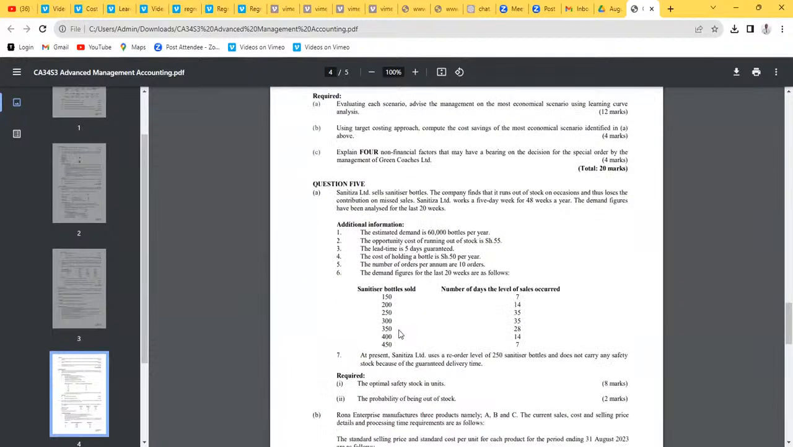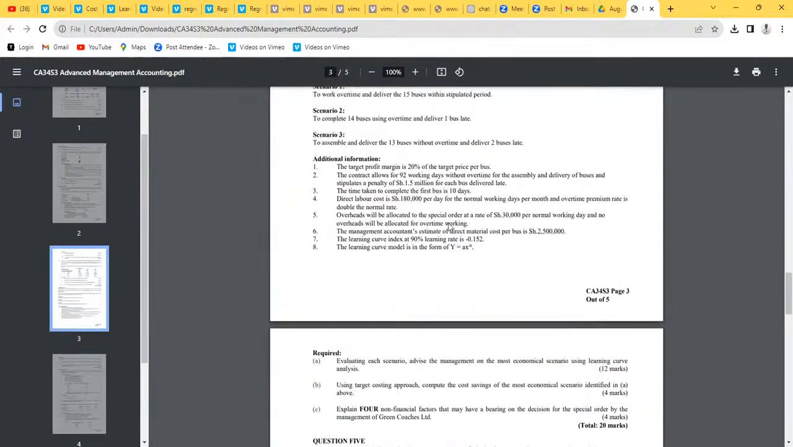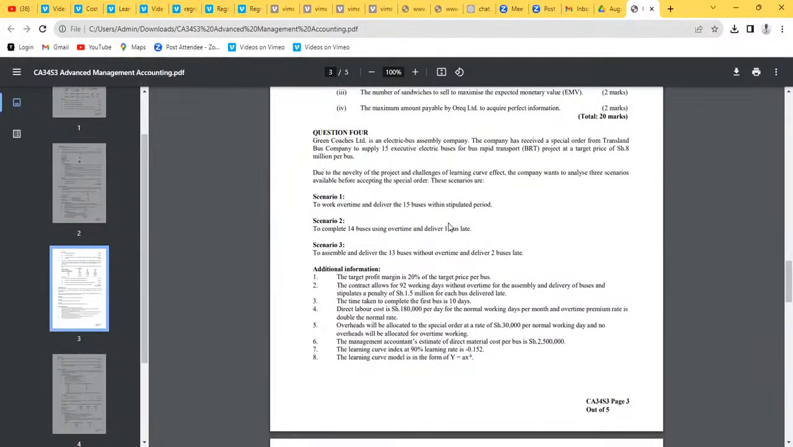Then required: evaluate each scenario and advise the management on the most economical scenario using learning curve analysis. Using target costing approach, compute the cost saving of the most economical scenario identified in A above. So what we need to understand is very, very interesting there. So what do they want us to do?